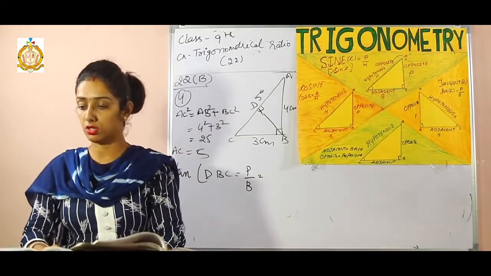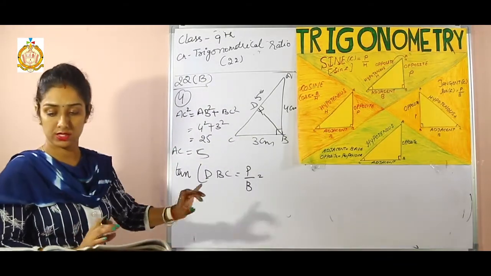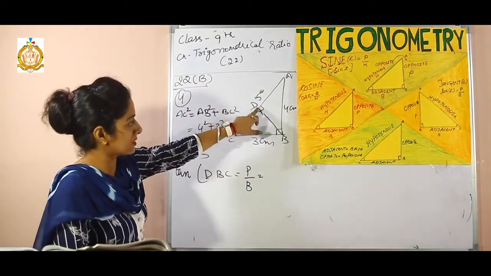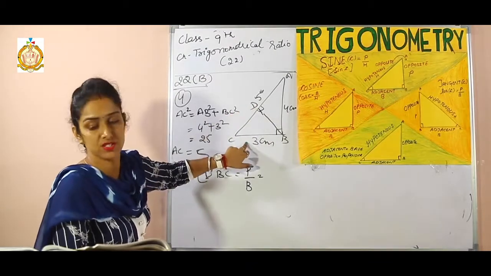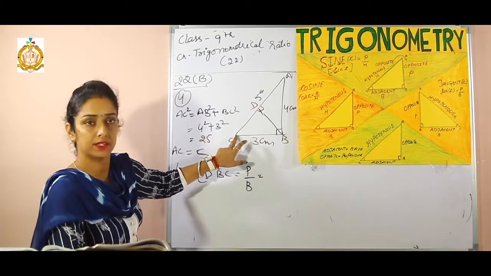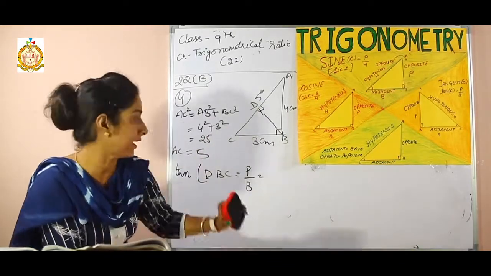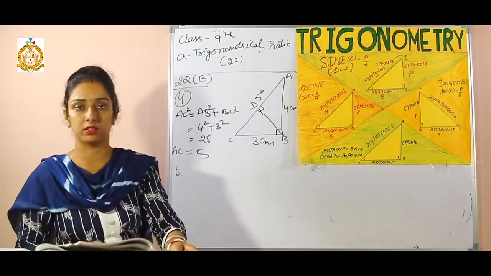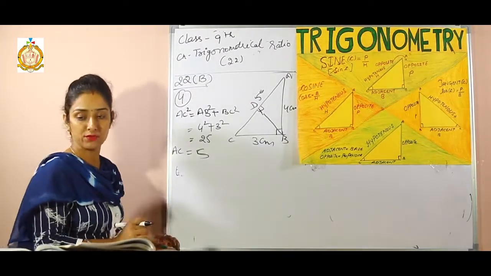So first of all, students, here is AC. Now in this triangle, this is the smallest triangle, we have just 3 centimeter, but we do not have DB and DC. So first of all we have to find them, after that we have to go with tan DBC. Now how do we find it?